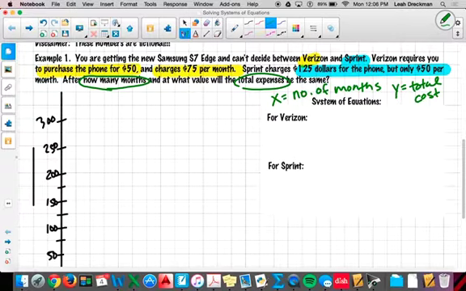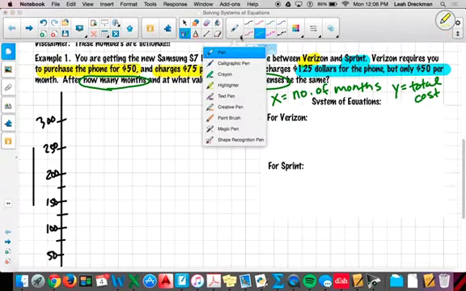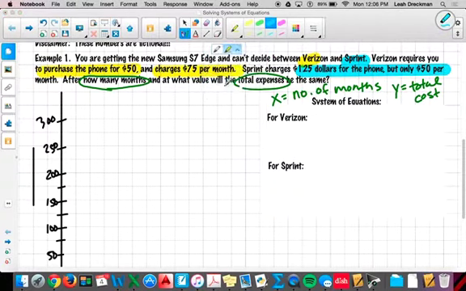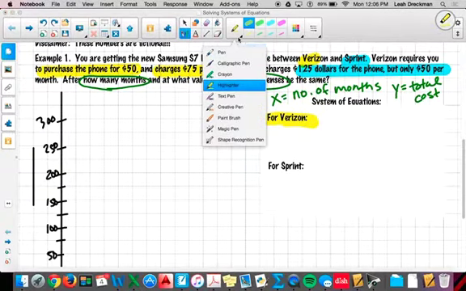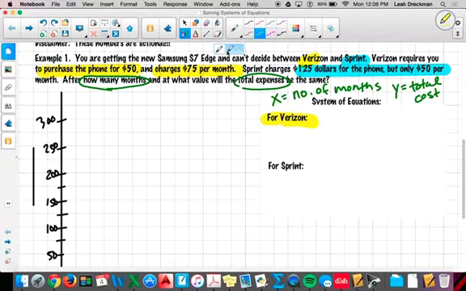Okay. So, let's see. For Sprint, wait, what was the first one? Excuse me. For Verizon, I'm going to put my Verizon info here. Whoops. I'm having trouble with my colors. I apologize. For Verizon, my cost can be figured out.